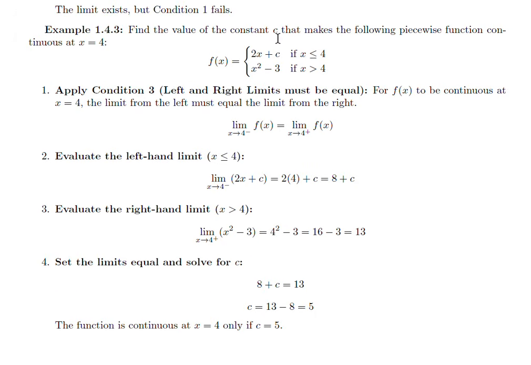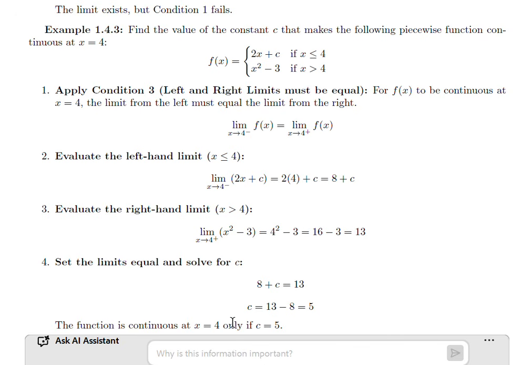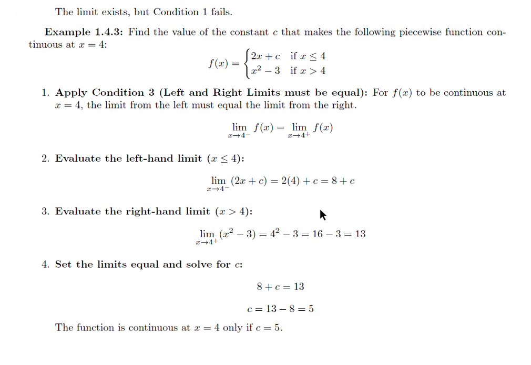You will notice that once c is 5, if you try f of a, f of a would be 13. That is 2 times 4 plus 5, 13. And then for the second one, 4 squared, 16 minus 3, is also 13. And 13 is equal to our limit from the left, which is 13, and limit from the right, 13. And so that function is continuous at x equal to 4. So the condition is c must be 5.